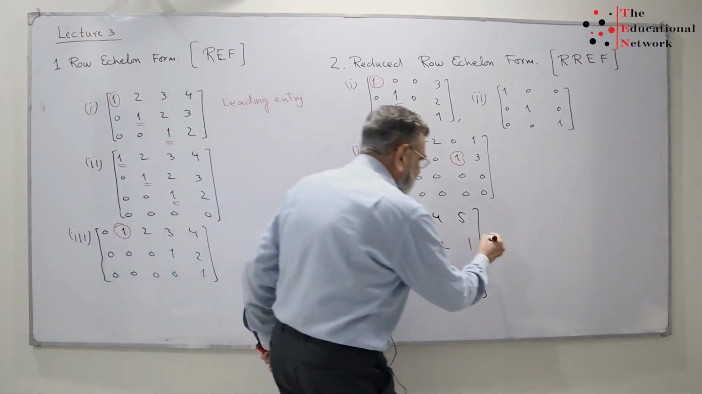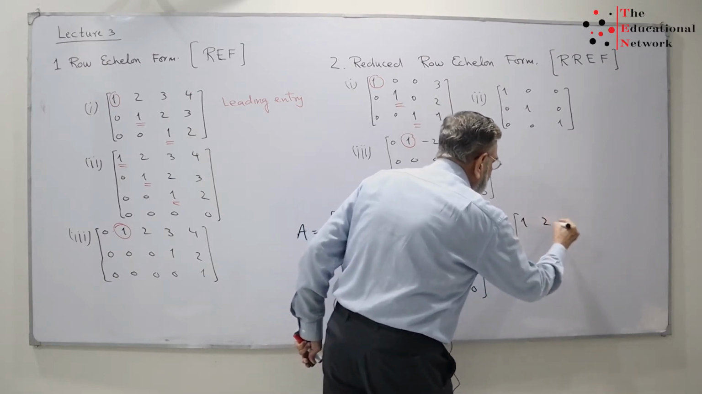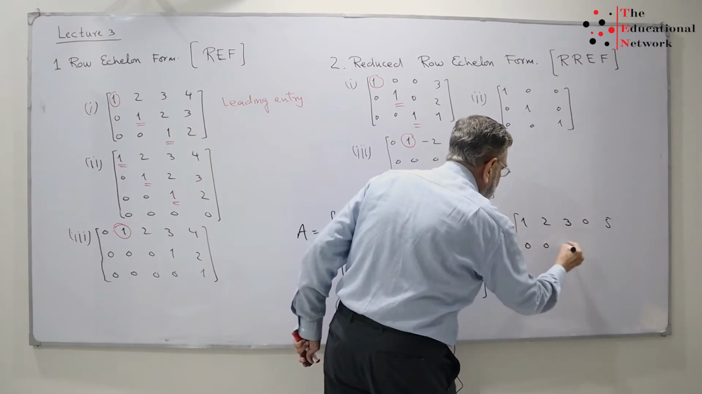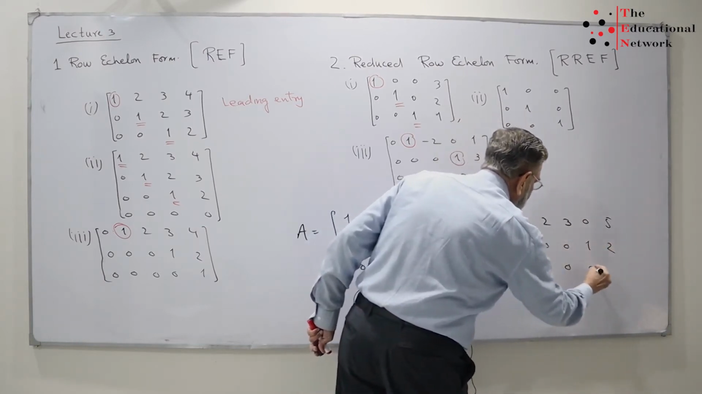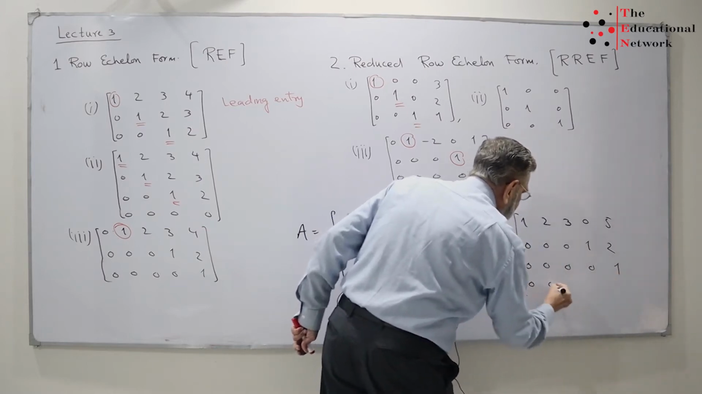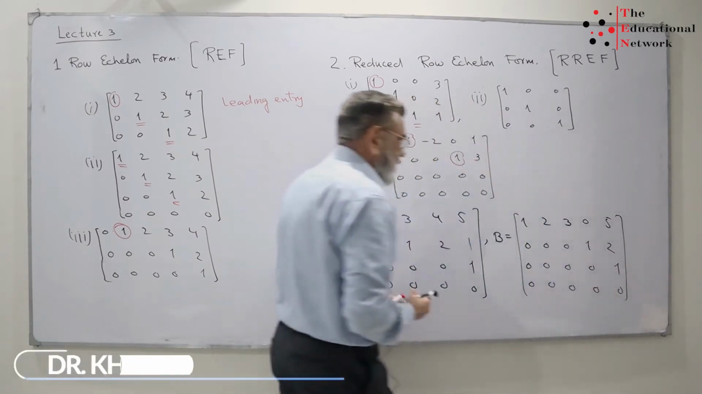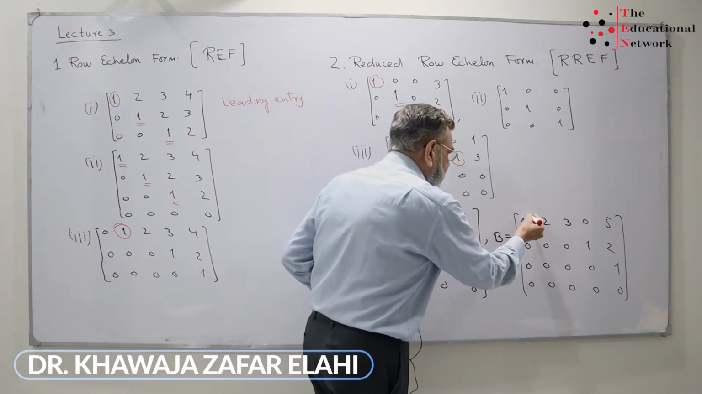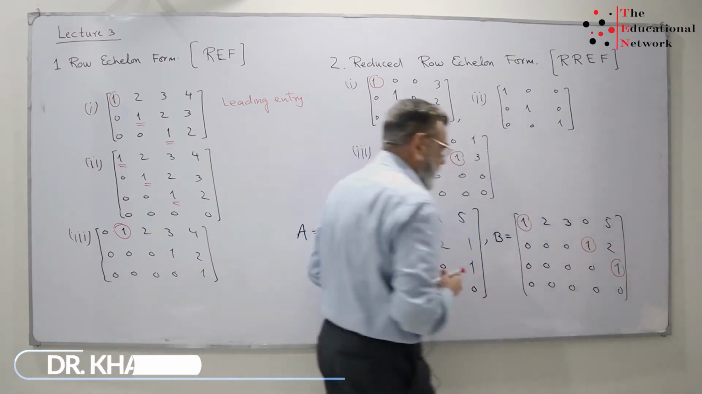I write here a matrix B. In matrix B, I have here 1, 2, 3, 0, 5. I get here 0, 0, 0, 1, 2. I have here 0, 0, 0, 0, 1. I am having here 0, 0, 0, 0, and 0. Now I check this matrix. In this matrix, the leading entry is 1. The next leading entry is coming on the right, and the next leading entry is coming on the right.